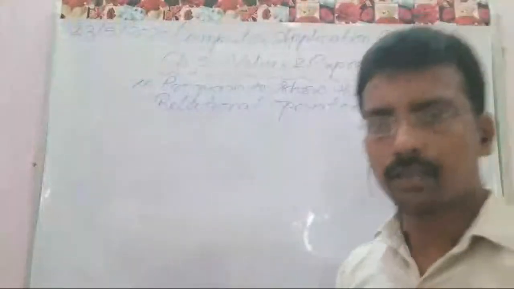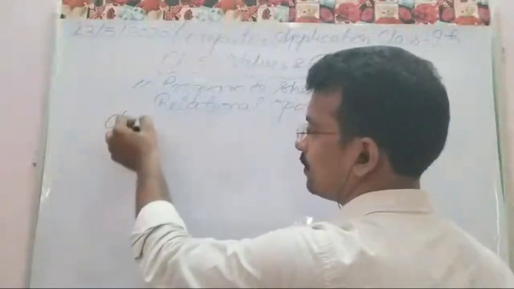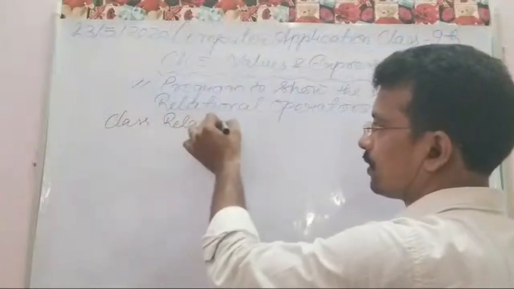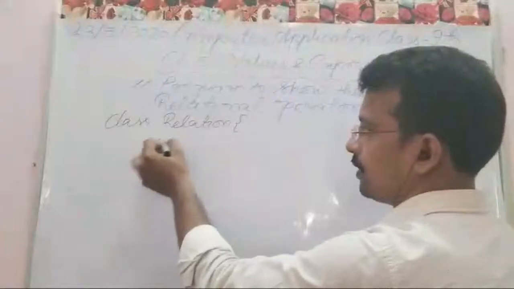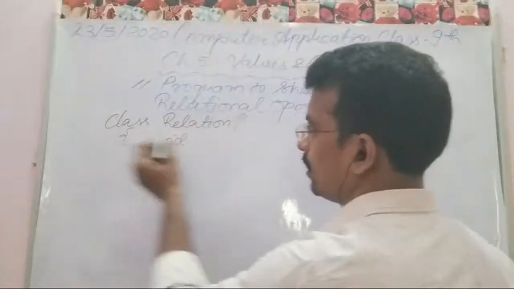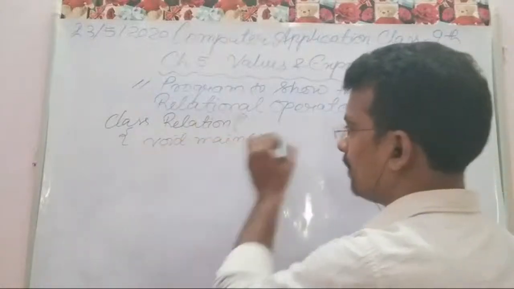I'm writing a program to show the use of relational operators. So you will write the normal program as you know. See, class Relation, after that opening brace, then we will start void main. You can place the opening brace anywhere, no problem. Void main, opening brace of void main.